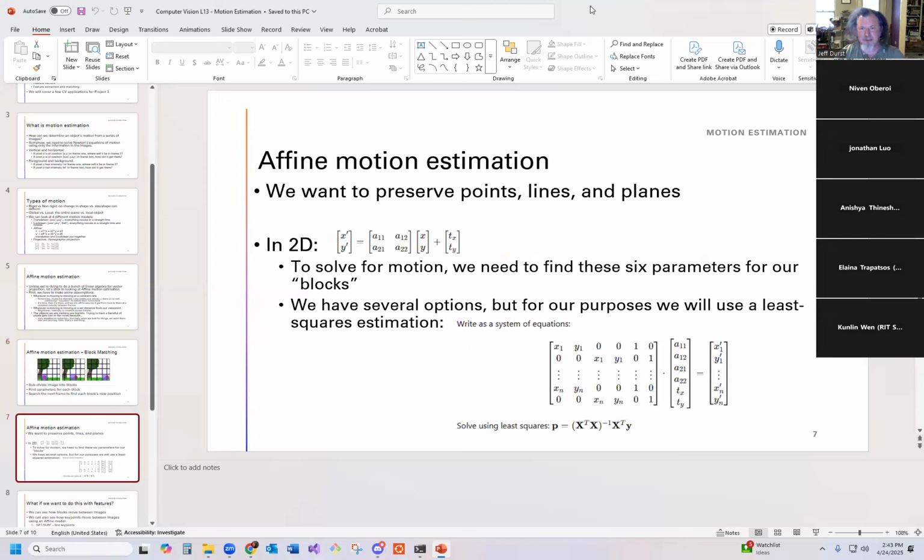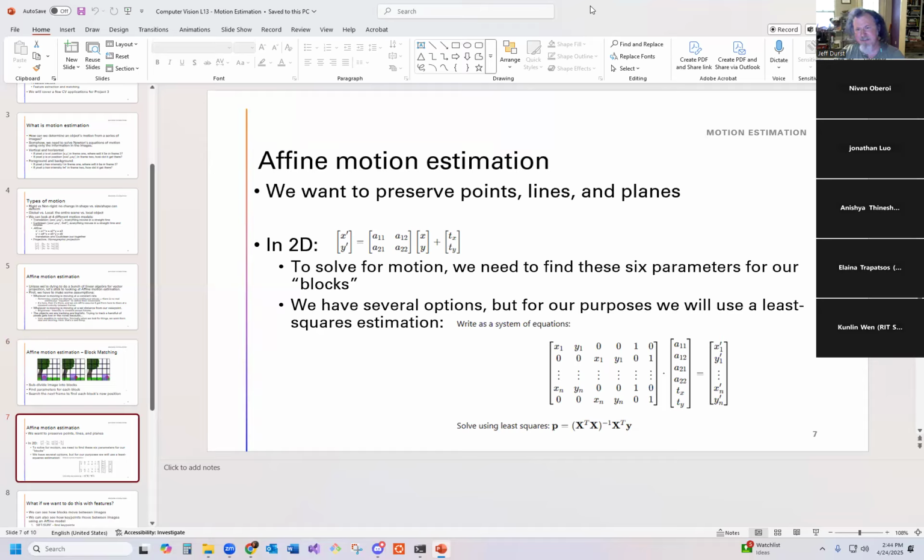So the thing with affine motion estimation, the way it works is we are preserving the features from frame to frame. And what that means is when we figure out how things are moving, we want them to be moving in a way that keeps our points, our lines, and our planes the same from frame to frame.